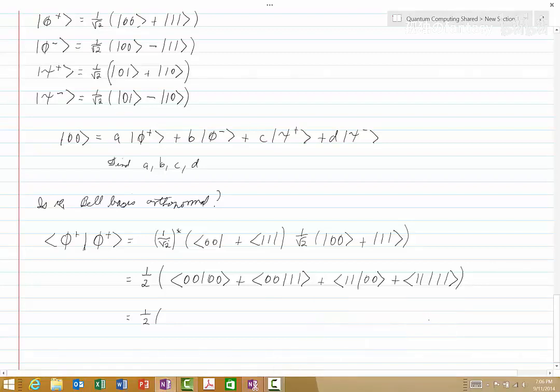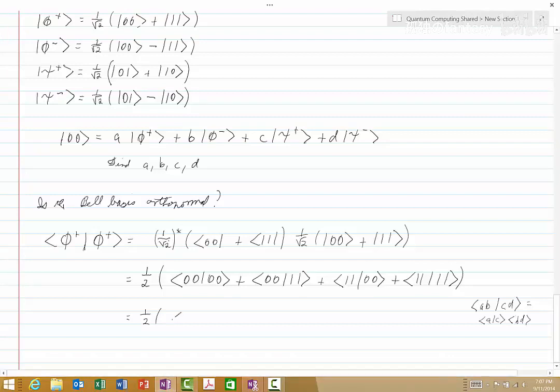When you look in your book, you'll see the following. If you have inner product of AB with CD, this is equal to the inner product of A with C multiplied by the inner product of B with D. In other words, you take the inner product of the states corresponding to the first electron and multiply that by the inner product of the states corresponding to the second electron.